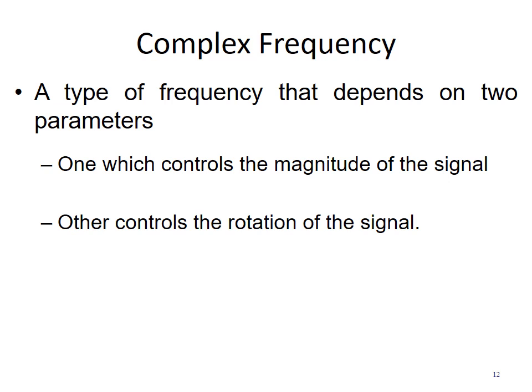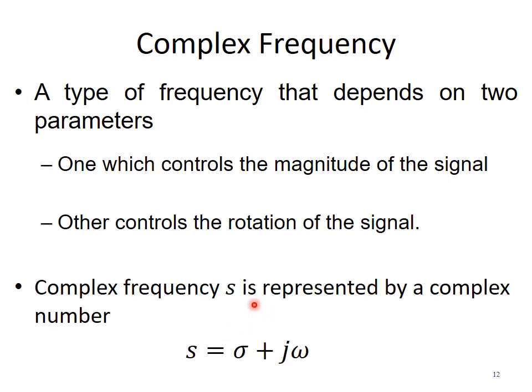Now let us also discuss the complex frequency. A complex frequency is a complex quantity in which we have a real part and an imaginary part. The real part represents the rate of change of magnitude of the signal, the frequency of the variation of the magnitude. The other part is the rate of change of phase angle of the signal. That is basically the radial frequency, and it is represented by the imaginary part.